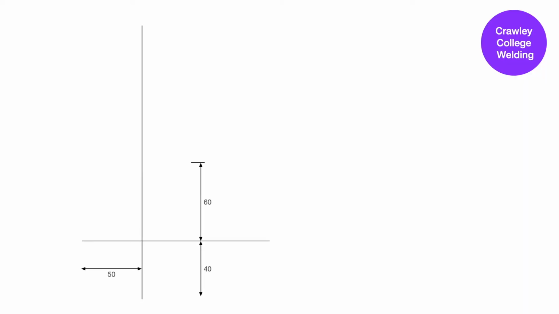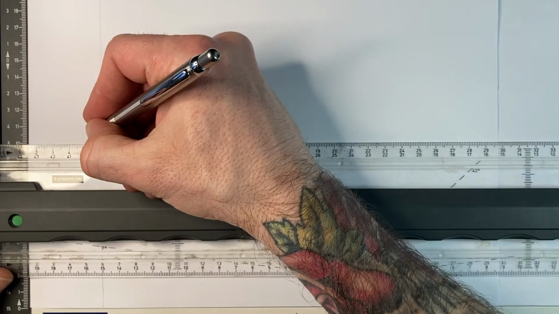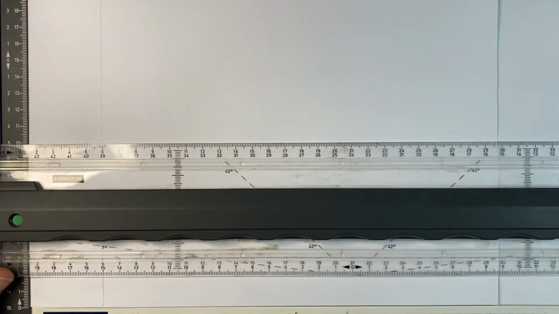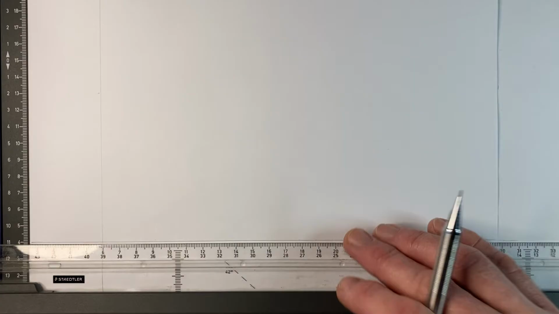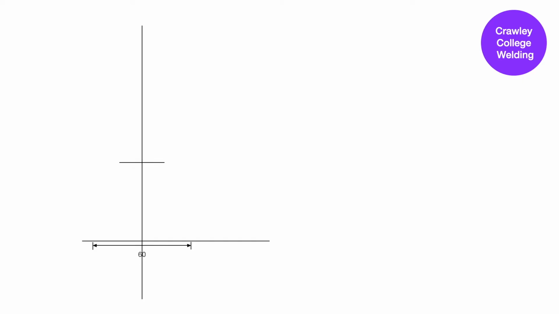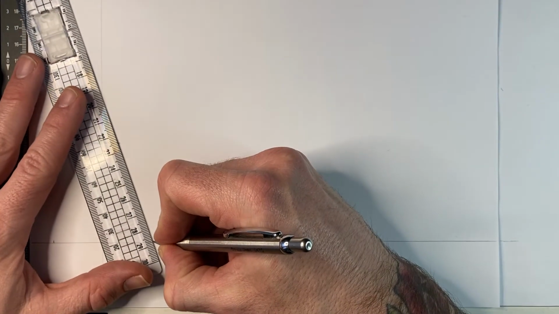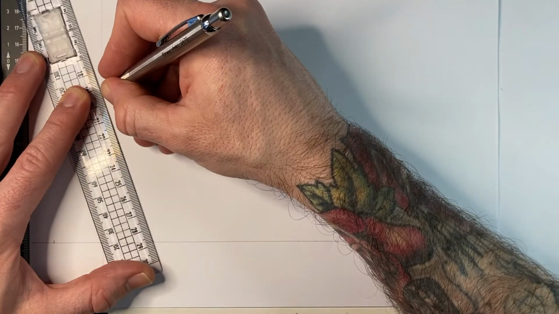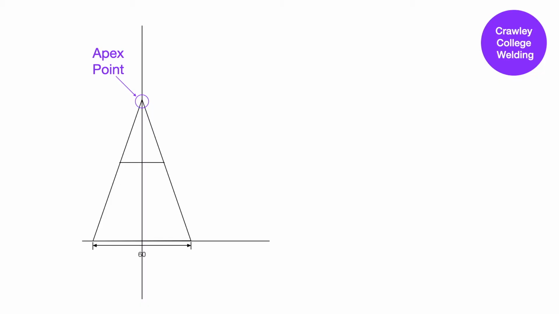Measure 60 millimeters up from the baseline and draw a faint horizontal line, 10 millimeters either side of the vertical center line. The base of this drawing is in fact the top of the funnel, which is required to have a 60 millimeter diameter, so we measure 30 millimeters either side of the vertical center line. Using a rule, we'll now join up those points to the center line, which will make the apex point. Your two lines should meet at the same place on the center line.